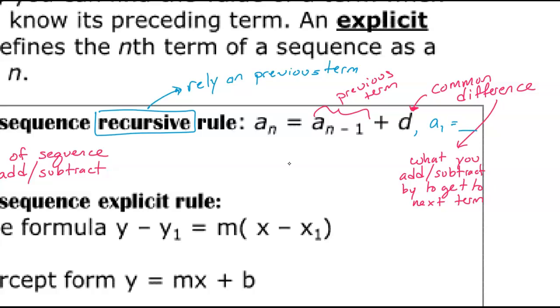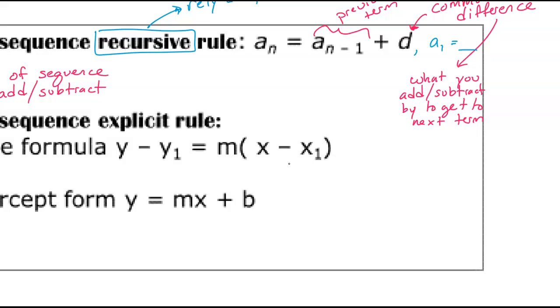So a recursive equation, you always rely on the previous term to know the current term. An explicit equation, on the other hand, you can find any term in your sequence, no matter if you know the previous one or not. The explicit equation is the more useful. Recursive is the easiest one to write, but explicit is a little bit more useful.